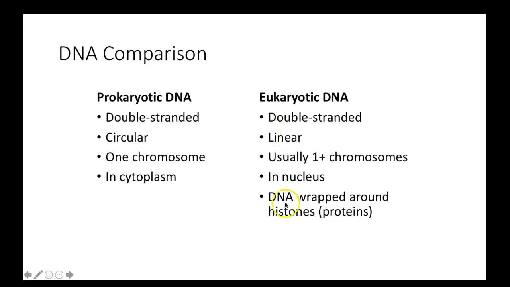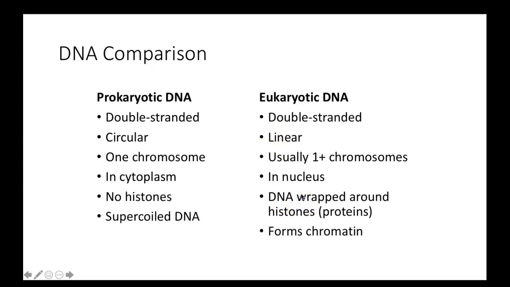And then eukaryotes are going to have DNA wrapped around histones. Prokaryotes have no histones, and DNA with its proteins is called chromatin. And then in prokaryotes, it's just supercoiled DNA, just DNA by itself. So if you need to keep writing, go ahead and pause because I'm going to move on. It's important to know those differences.